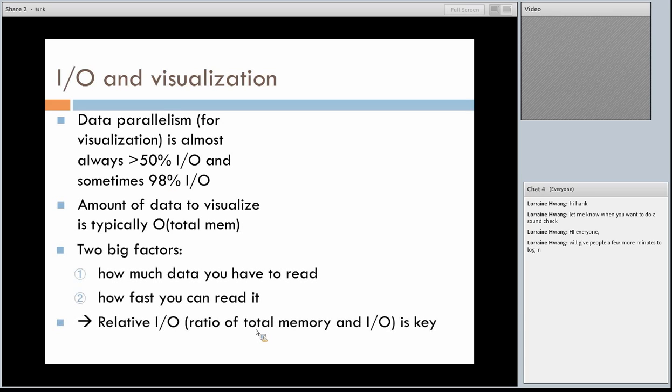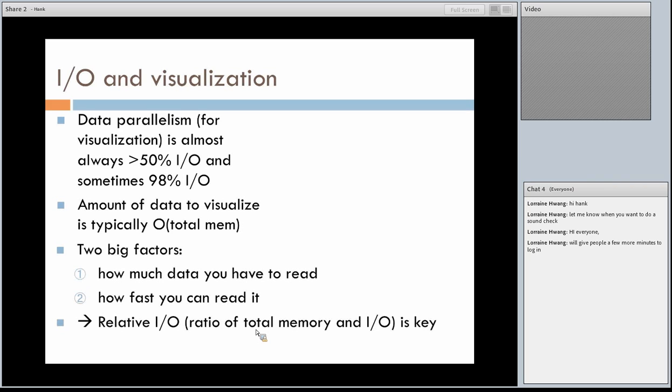As a result, what we're really concerned with is what's called relative I/O. It's the ratio of total memory and the I/O bandwidth. Looking at the two points above, it says how much data do you have to read and how fast can you read it. If someone asks you to read 10 gigabytes of data and your disk can serve up 100 megabytes per second, that means you can read the data in hopefully 100 seconds.